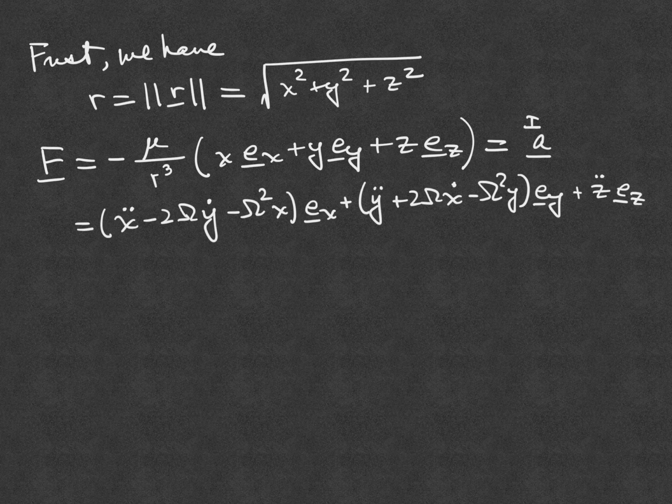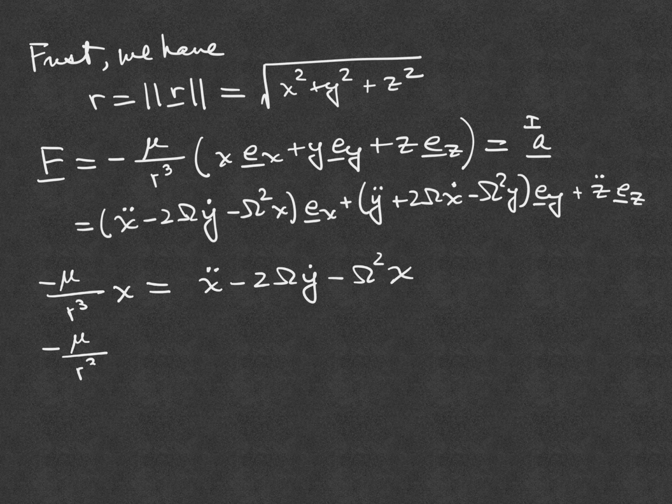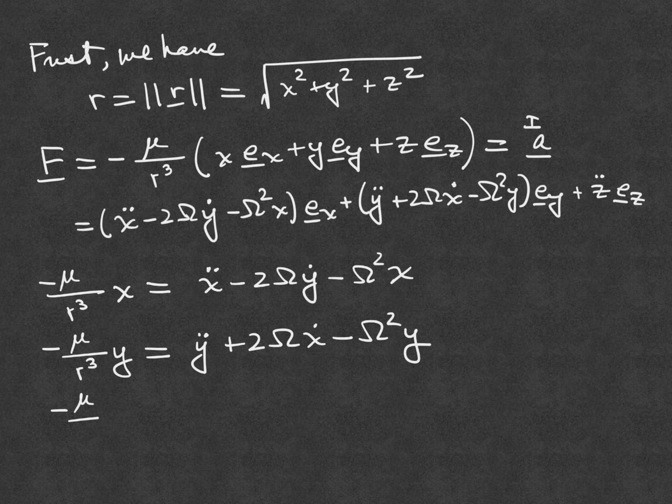And these differential equations are minus mu over r cubed times x is equal to x double dot minus 2 omega y dot minus omega squared x. The second differential equation is minus mu over r cubed times y is equal to y double dot plus 2 omega x dot minus omega squared y. And the third differential equation is minus mu over r cubed times z equals z double dot.